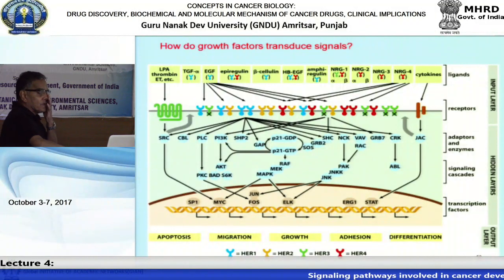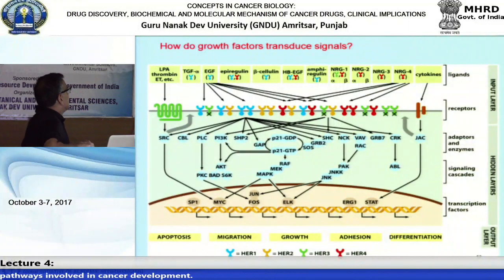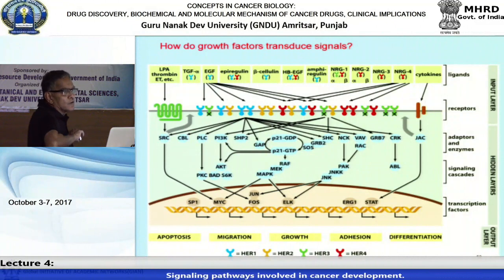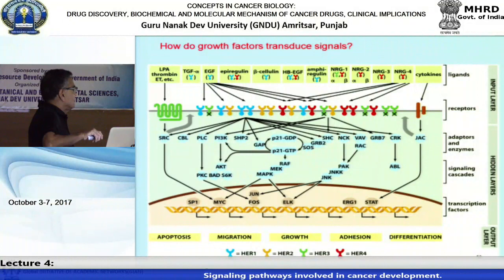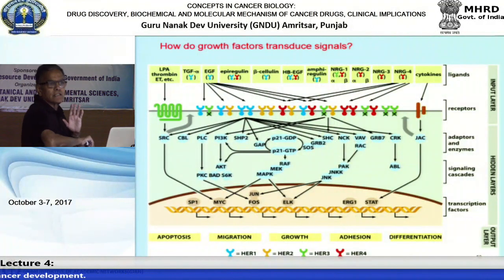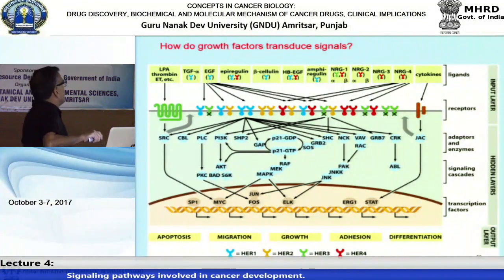If you look at the growth factor signaling in a bird's-eye view, I showed this slide for one or two reasons. One is, as I was telling, that for all growth factors across the board, the function is, bottom line, either you are going to have an apoptosis, you're going to have a migration, you're going to have a growth, you're going to have cell adhesion, or you're going to have a differentiation. So this picture is also from Weinberg's book.